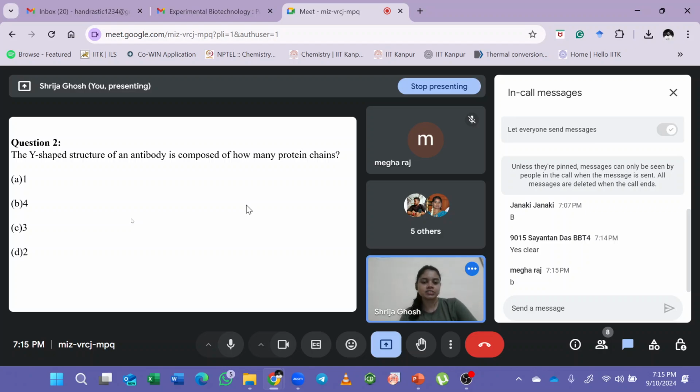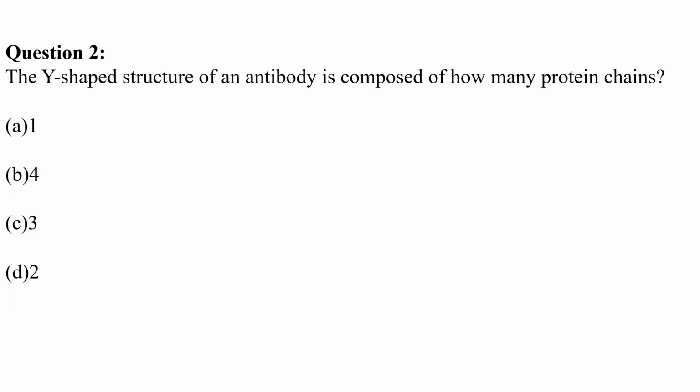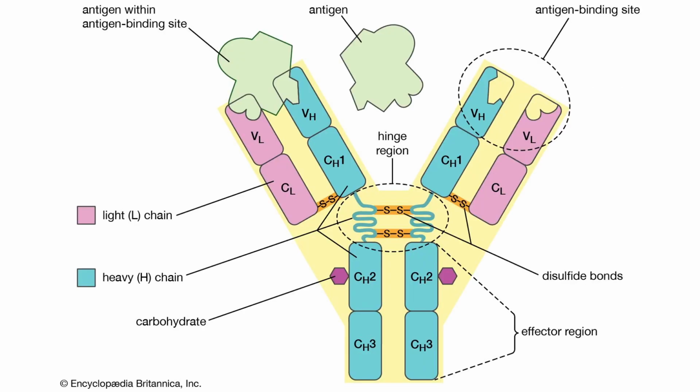Okay, we have one answer, option B. Number of chains is 4. Okay, anyone else wants to answer? So B is the correct answer. The Y-shaped structure of the antibody is composed of 4 protein chains, out of which 2 chains are called heavy chains and 2 chains are called light chains. So this is the structure of antibody.